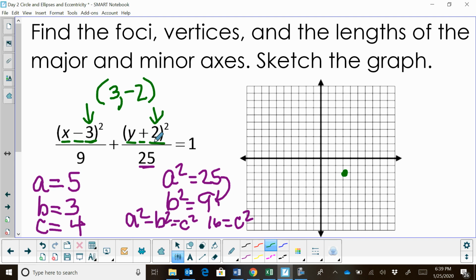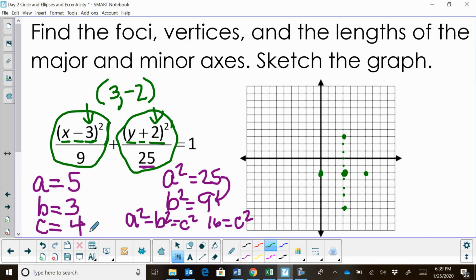Now, the major axis, we need to go back and look at the equation. Since a is larger than b, and a is associated with the y direction, we're going to count up 5 and down 5. That's the value of a. Then the x direction has our b direction, our minor axis. So we go left and right 3.